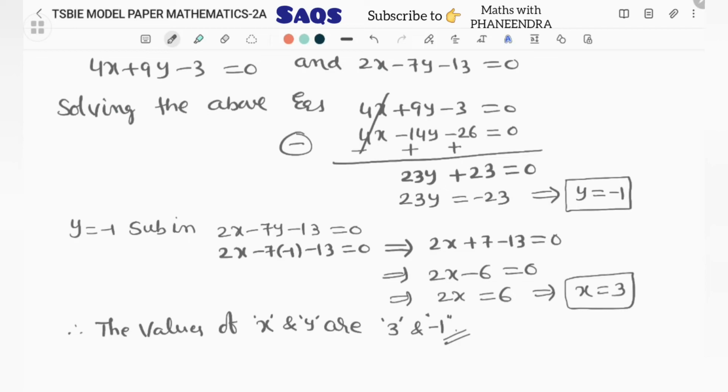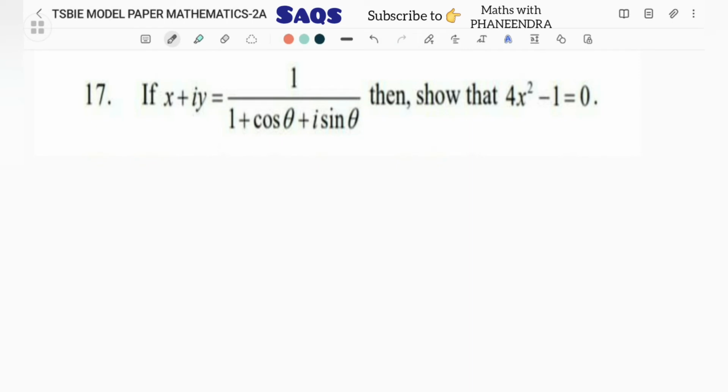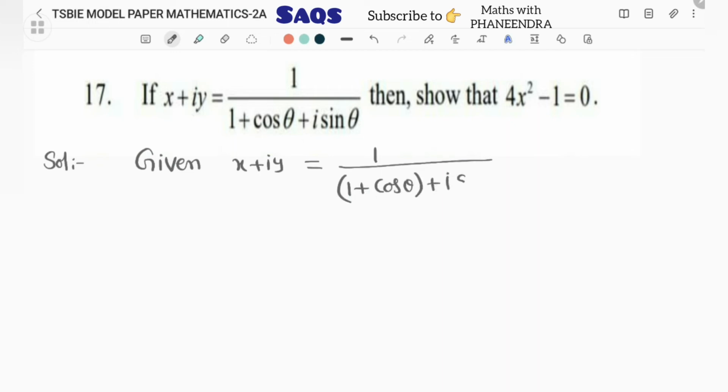We'll move to the next question, dear students. The next question, question number 17. If x plus iy equal to 1 by 1 plus cos theta plus i sin theta, then show that 4x square minus 1 equal to 0. See here, given x plus iy is equal to 1 by 1 plus cos theta is the real part plus i into sin theta is the imaginary part.